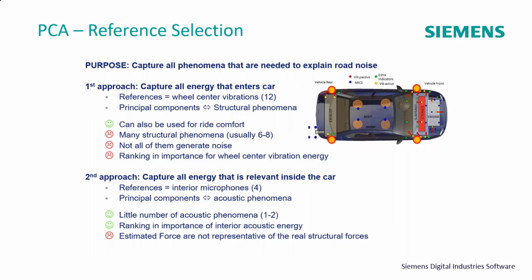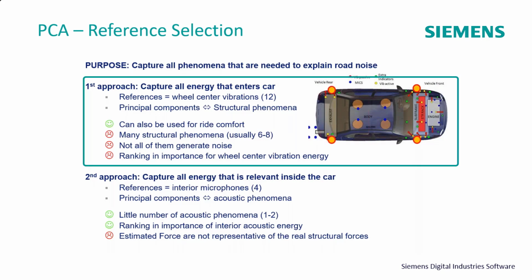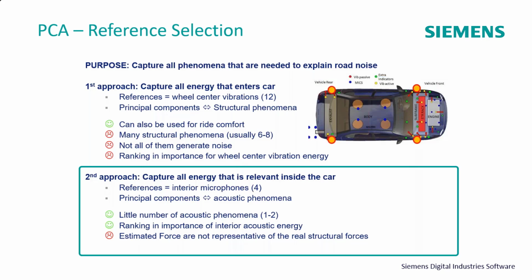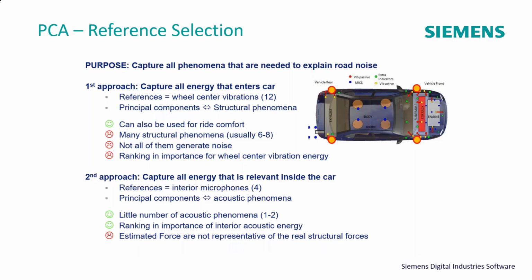Okay, so here's an example of 2 different approaches for principal component analysis and multi-reference TPA. There's 2 purposes. One, do you care about capturing all the energy that enters the car? Or do you care about approach 2, capture all the energy that's relevant inside the car? And I have companies doing both approaches. So the first approach, you want to capture all the energy that enters the car. So then you want to put the references at the wheel center vibrations. So you're going to have XYZ references at each of the wheels. So that's going to have 12 references.